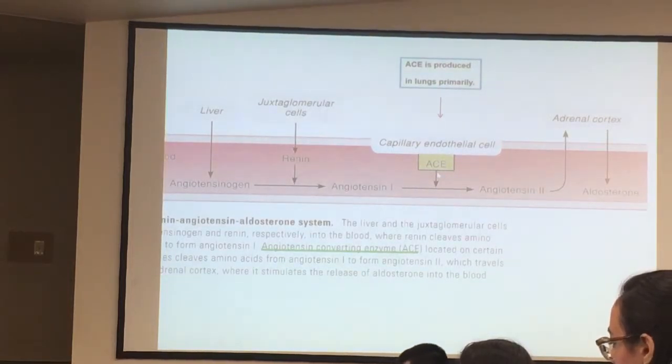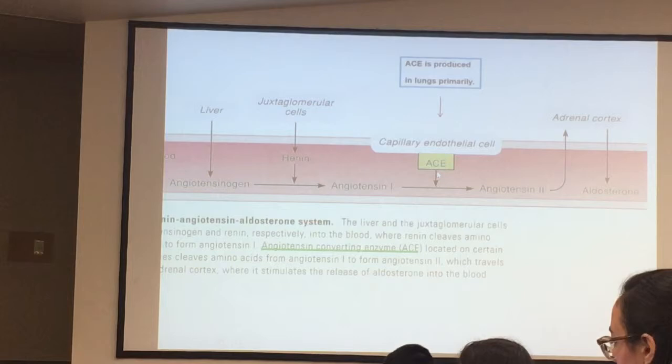Okay? In the test, I will ask you, what's the function of renin? Multiple choice. Change angiotensin 1 to angiotensin 2? No. Change angiotensin 2 to aldosterone? No.